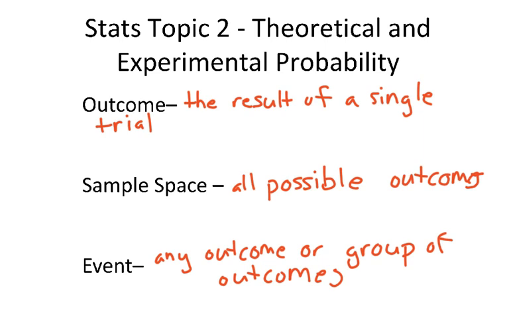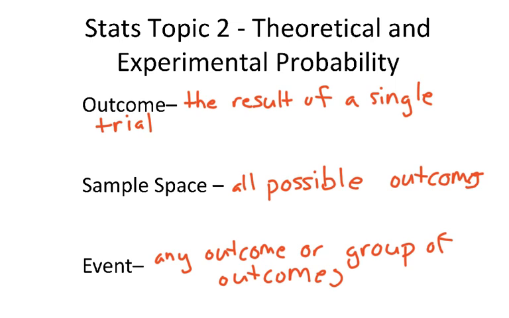Today we're going to be talking about stats topic 2, which is theoretical and experimental probability. Before we start, we do have some definitions that we need to go over to help clarify our understanding of the topic. A lot of these in stats and probability, the biggest thing is to not overthink any of this. Just try not to overthink it and you'll be okay.